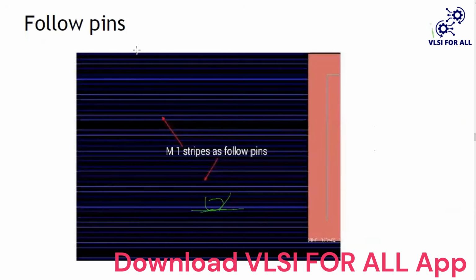Okay, next one, follow pins. Follow pins, we discussed previously, right? In the standard cell site row, follow pins are there. One is the VDD, second one is the VSS, third one is the VDD, fourth one is the VSS. VDD and VSS parallel connections are there, parallel metal layers. Follow pin connections are the same thing, only connecting to the pins of the standard cells.